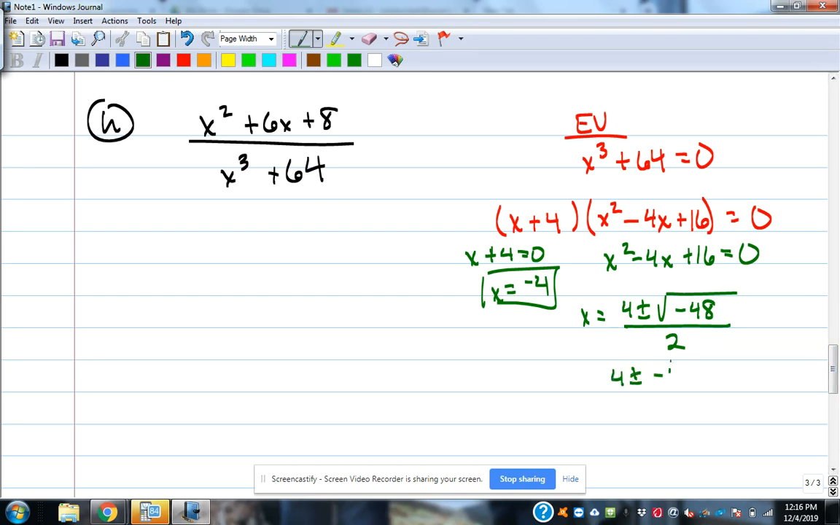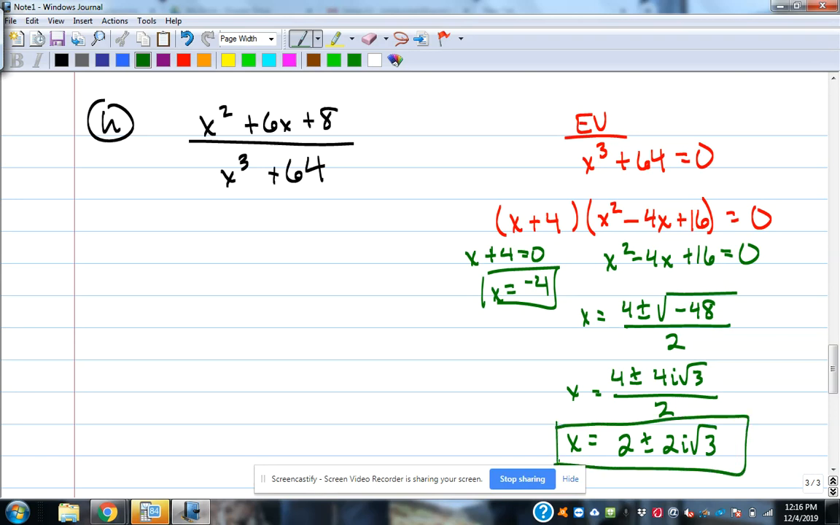So that'd be 4i radical 3. And then we can simplify that just a little further. It'd be 2 plus or minus 2i radical 3. So we found all 3 of our excluded values. 2 of them happen to be complex, but that's okay. Still want you looking for those.